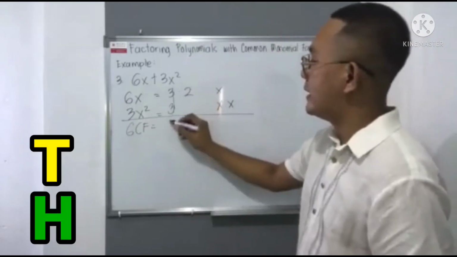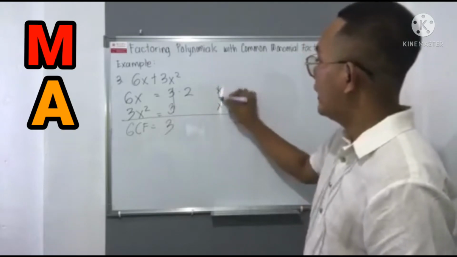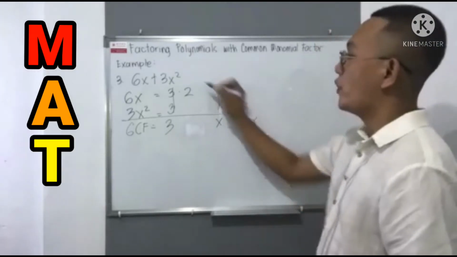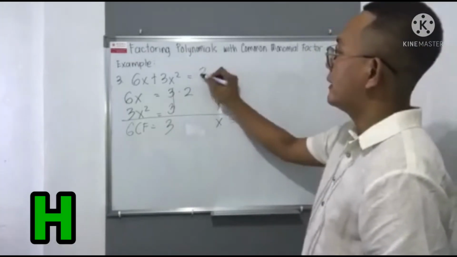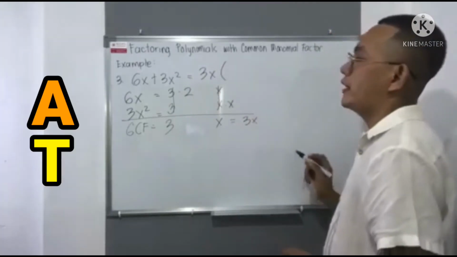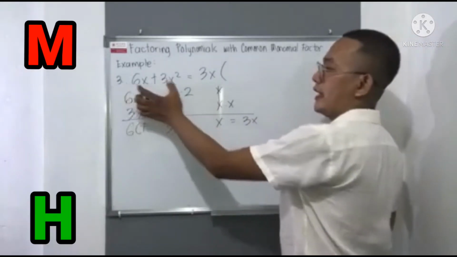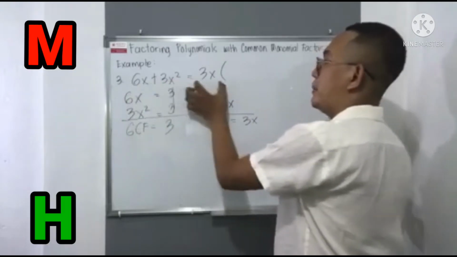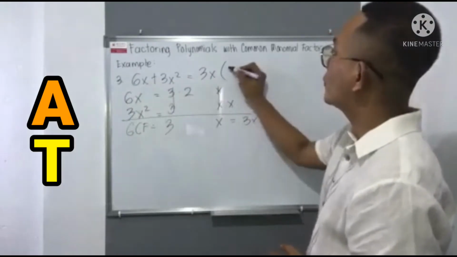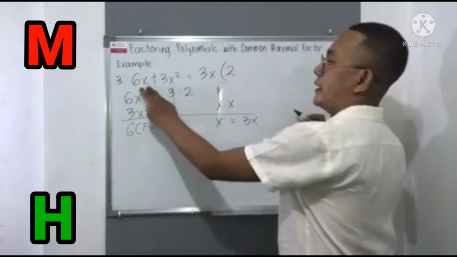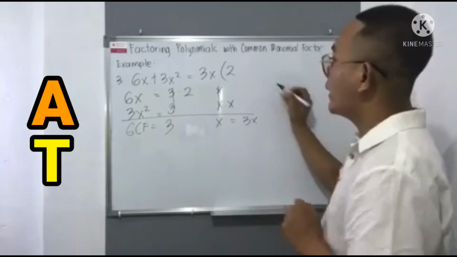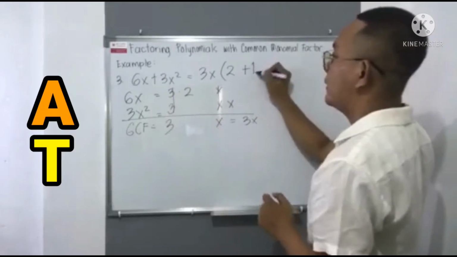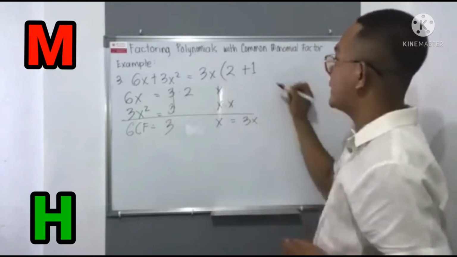So, we have a common factor of 3, and a common of x. So, ang GCF natin ay 3x. So, ang first factor natin ay 3x. Now, to get the other factor, divide natin yung 6x plus 3x squared sa ating GCF. So, 6x divide 3x or 6 divide 3 is equals to 2. And then, x divide x is 1. Plus, 3 divide 3 is 1. And then, x squared divide natin sa x is x.